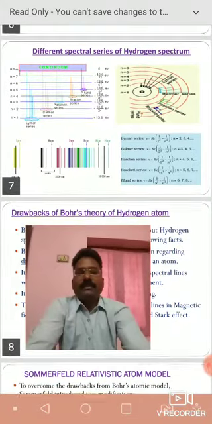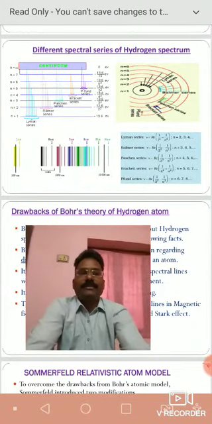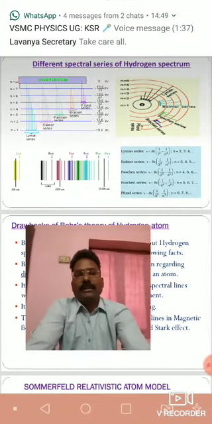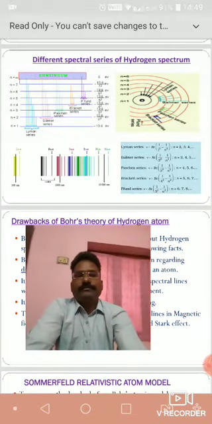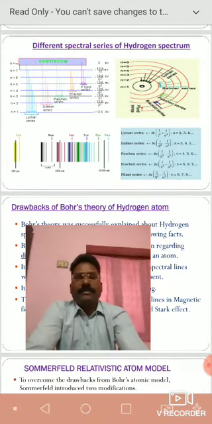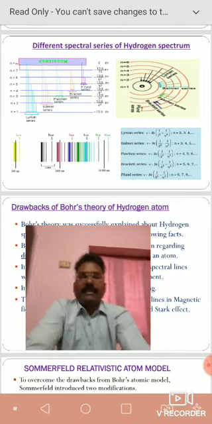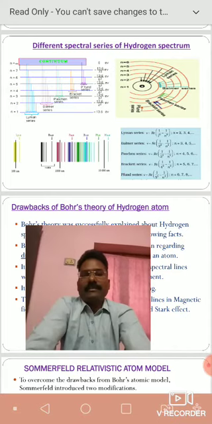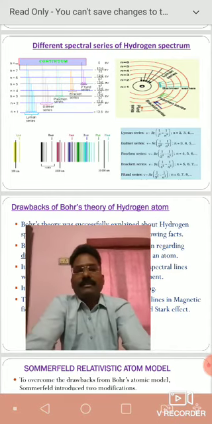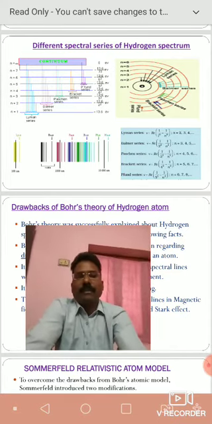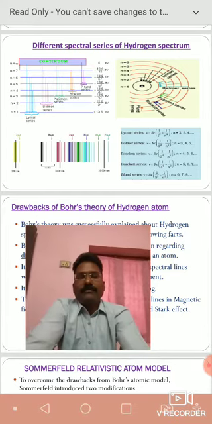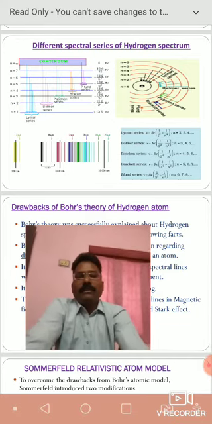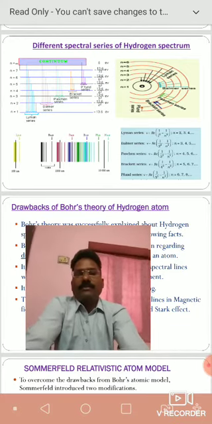Here it is very clear: the different spectral series of the hydrogen spectrum can be obtained when n is equal to 1, 2, 3, etc. orbits. On the left side and right side, the energy is given by the above formula: minus m e to the power of 4 over 8 epsilon naught squared h squared. That is Bohr's orbit energy formula.